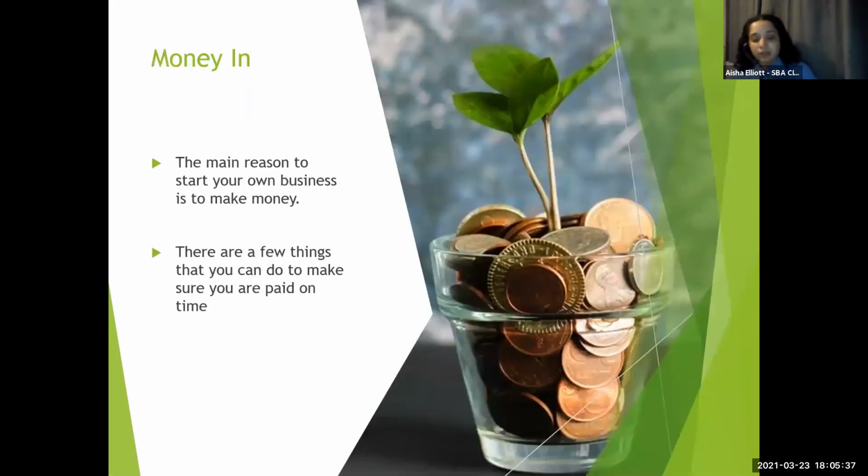So the first thing to look at is money in. The main reason that you start a business is to make money. And there are a few things that you can do to make sure that the money comes in when you expect it to.